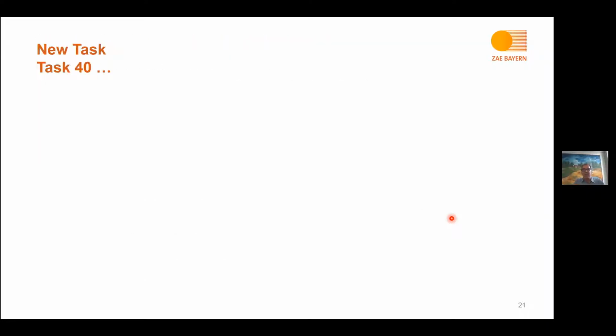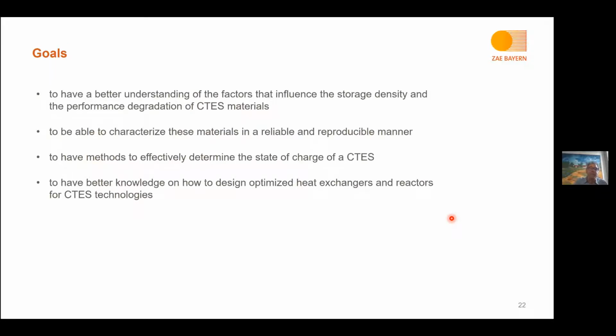Okay, so that was the past, and we just started a new task 40 in the ES TCP. And we said, okay, there are still some open questions and still some things to continue. What we want to know within this new phase is to have a better understanding of the factors that influence the storage density and the performance degradation. So this is about stability.